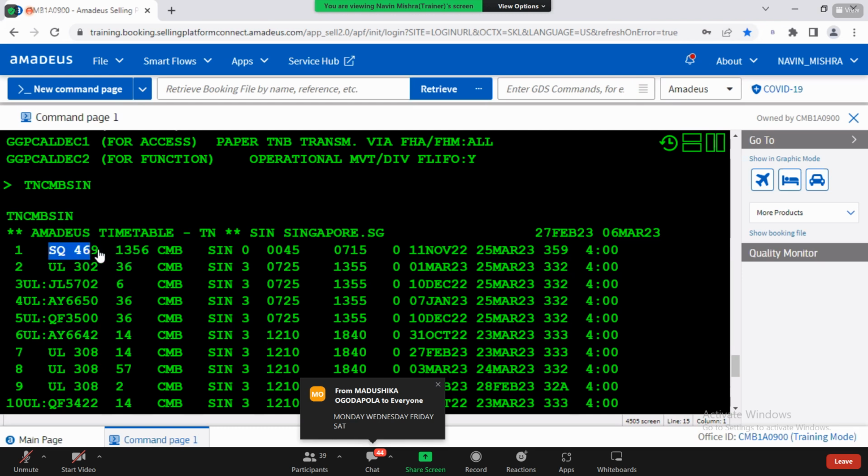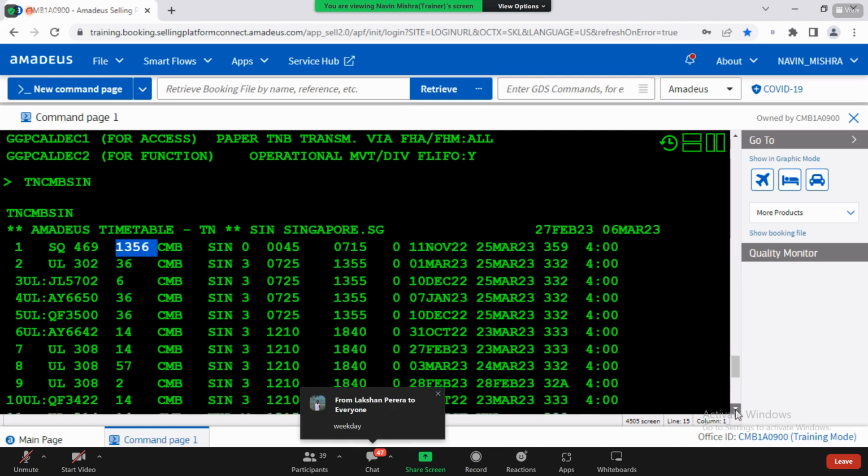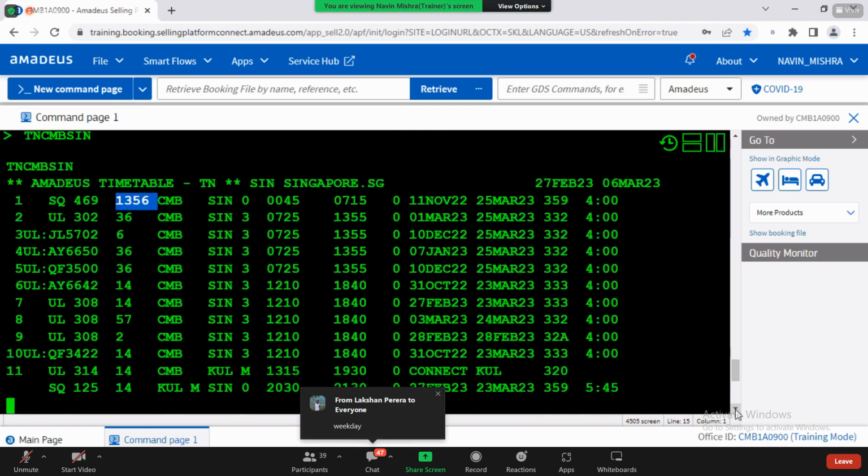This SQ flight operates only on Monday, Wednesday, Friday, and Saturday. So, is it a weekend flight, a daily flight, or a weekday flight? Tell me. It's a flight on particular specified days. So Monday, Wednesday, Friday and Saturday, that's the operational schedule of SQ469. That only is operating SQ469. Is that clear to everyone?